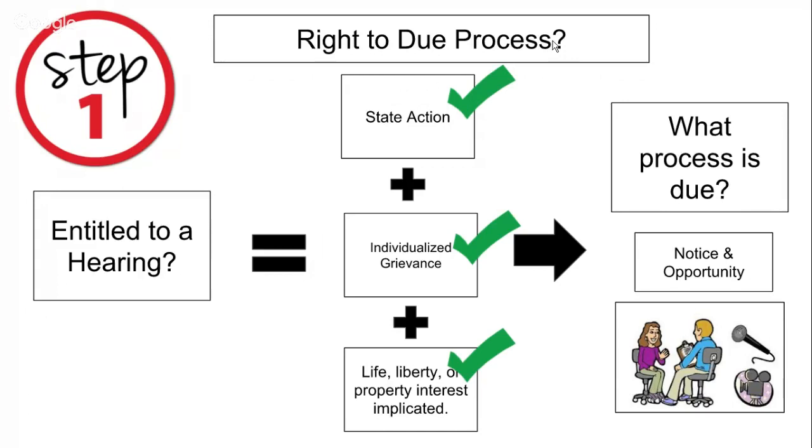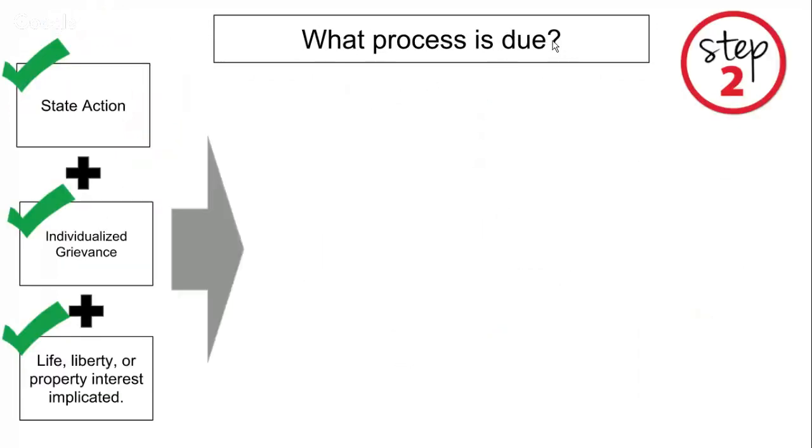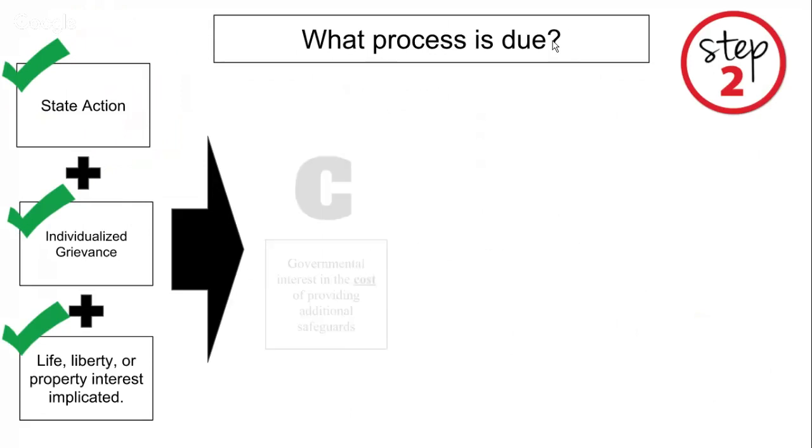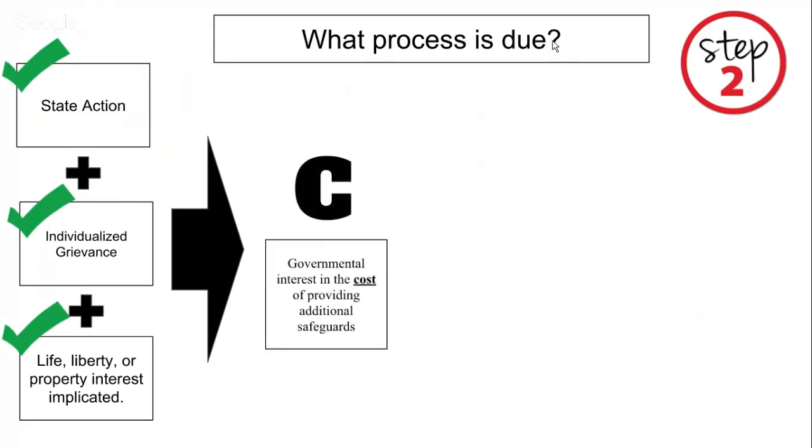So remember, they are owed due process because they have those three. So they would have notice and opportunity to be heard, but they could have more. And the way we determine if they're going to get more is through the Matthews balancing test. So we've checked all three of our boxes, and now we move to step two. What process do you get? Well, we know you got notice and opportunity to be heard, but we want to see if you have more. So you do the Matthews balancing test.